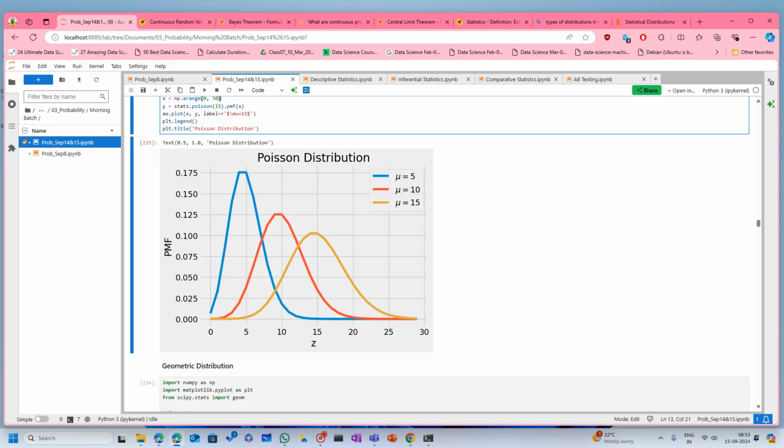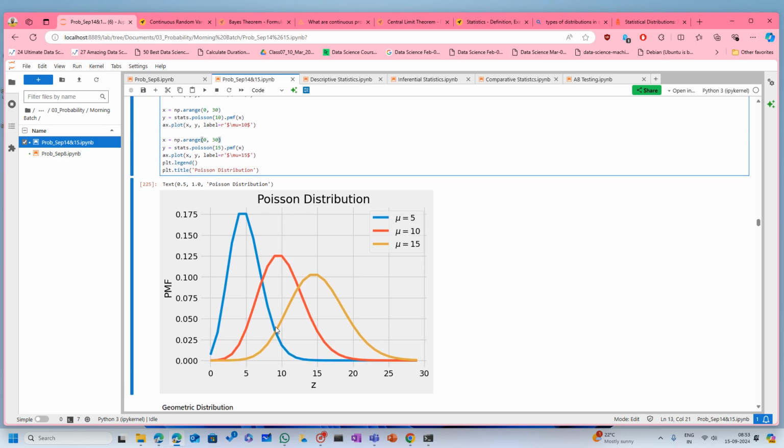As the average value increased, you see again it became normal, a standard normal, just like how your binomial distribution behaves. If you increase the number of experiments, binomial becomes this type of standard curve which comes in the middle. Just like that, Poisson distribution also started exhibiting the same behavior.